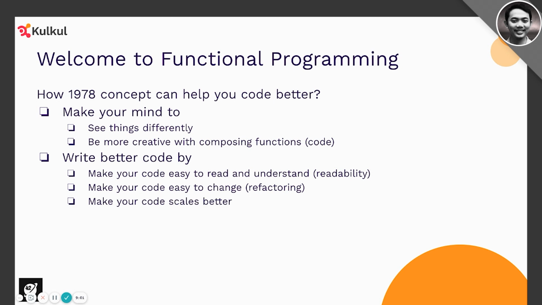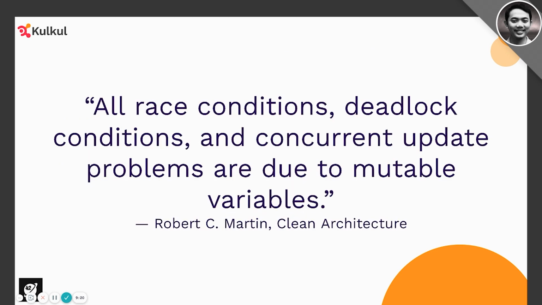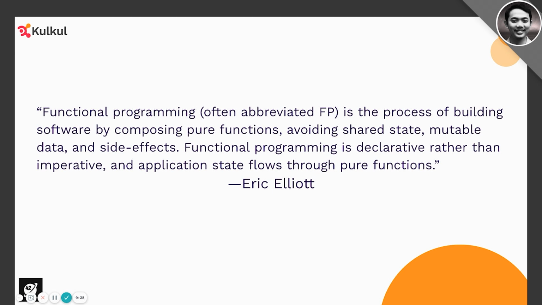Okay, so it scales better because now your code is composed of functions. Hopefully they are pure functions, so you can take advantage of concurrency. You don't need to think about state anymore. And yeah, this is it. So let's take a look at the quote from Uncle Bob, from Clean Architecture: all race conditions, deadlock conditions, and concurrent update problems are due to mutable variables. See, mutable variables.